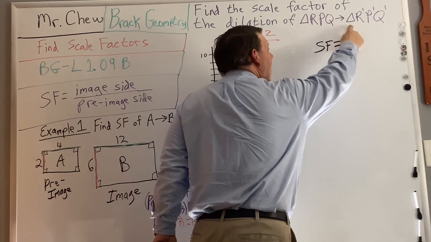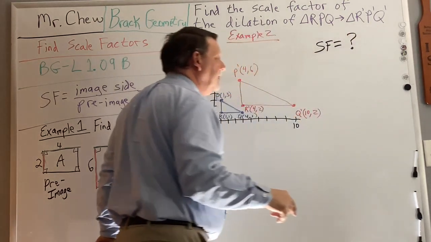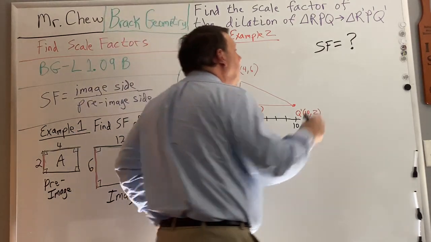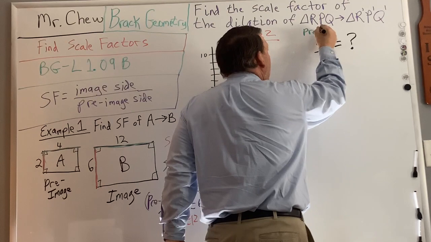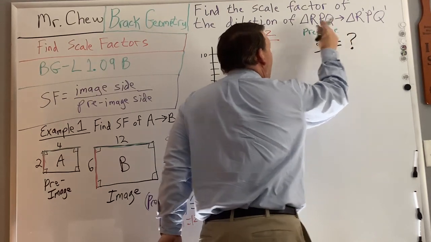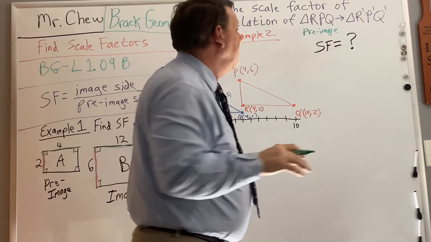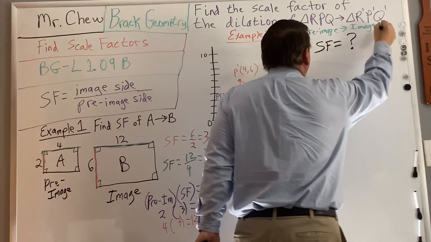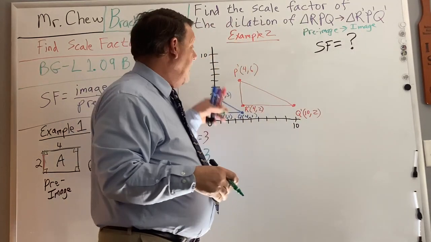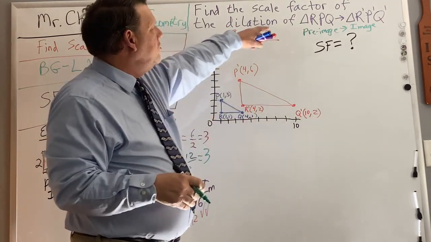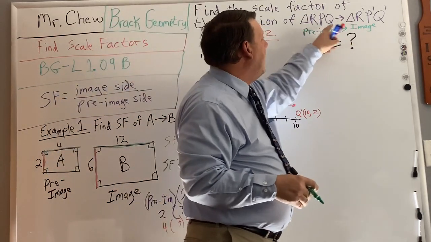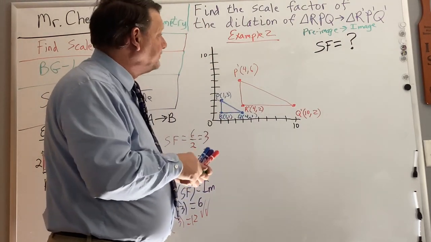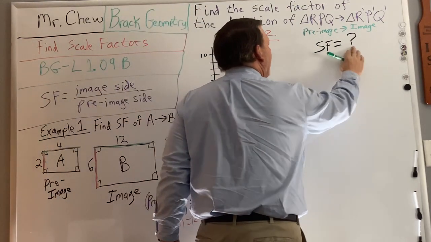RPQ to triangle R prime, P prime, Q prime. So that you know, the pre-image will always have regular letters if the image has primes. Now, I said if, because they could have A, B, C, and then D, E, F. But if they're using R to R prime, P to P prime, and Q to Q prime, that's called prime notation. So what is the scale factor here?